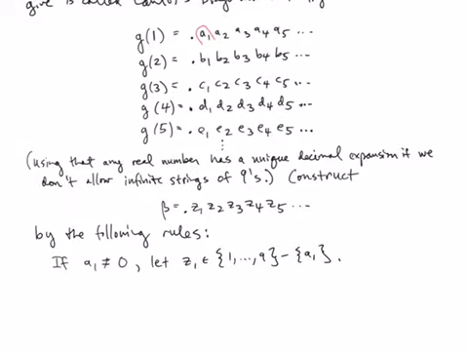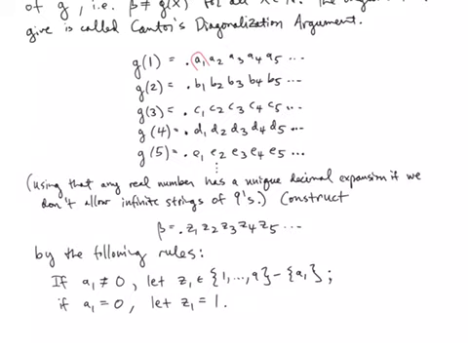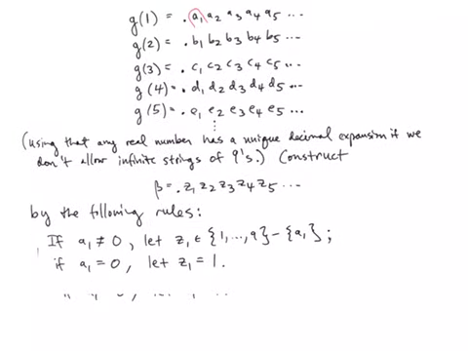And if, on the other hand, a1 does equal 0, then let z1 equal 1. Okay, so we make z1, the first digit of beta, differ from the first digit of where g sends 1. And so in particular, beta cannot equal g of 1.